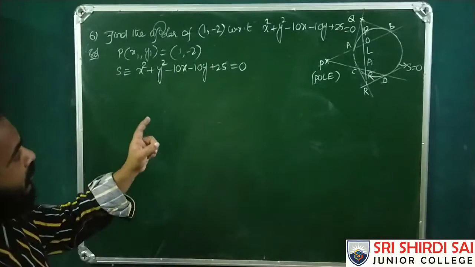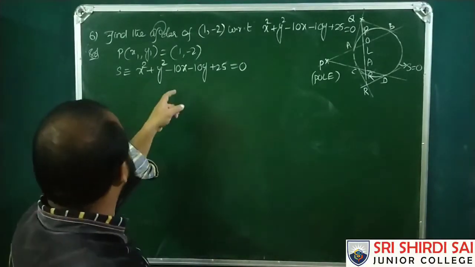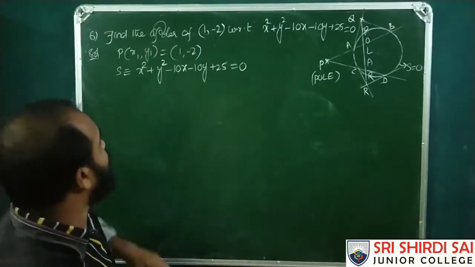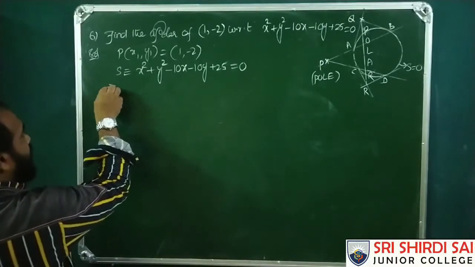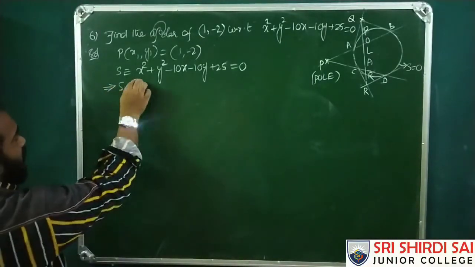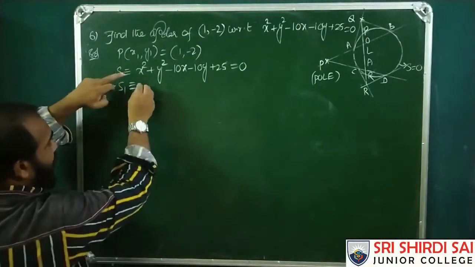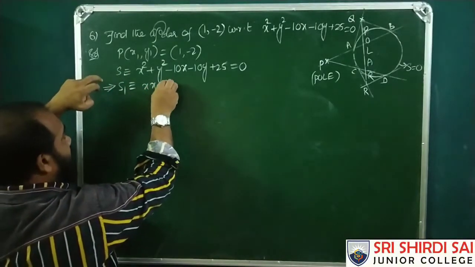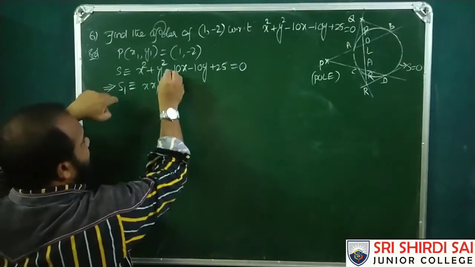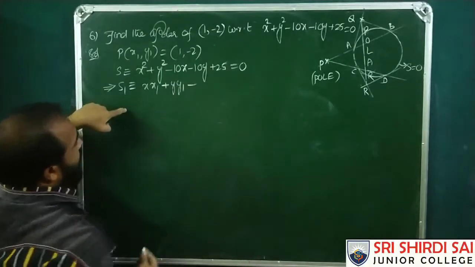So we should be very familiar with writing S1 = 0. How do we write S1? I am telling you again. S1 is: x² becomes x x1, y² becomes y y1. The sign remains the same.